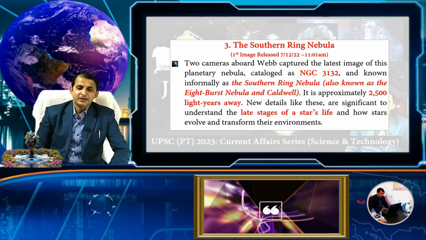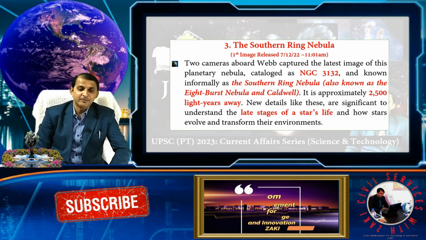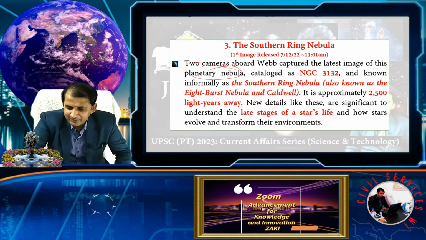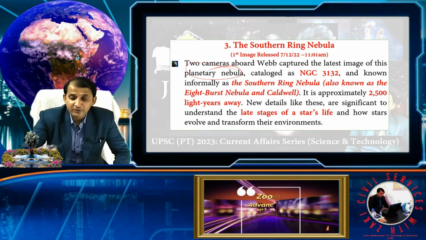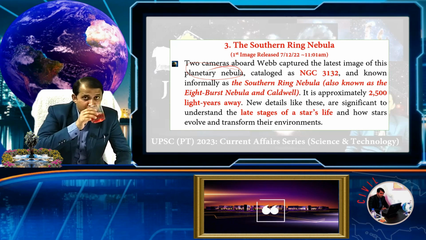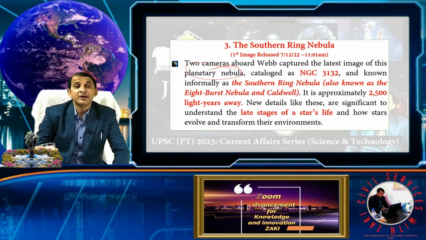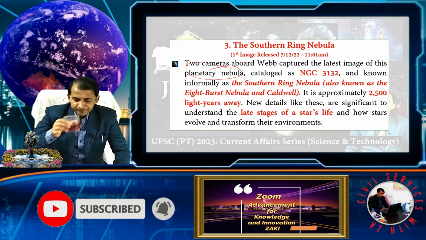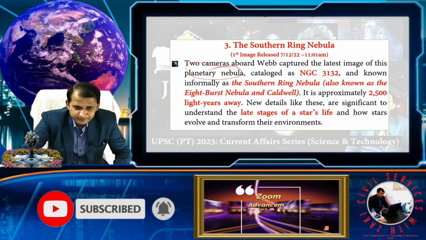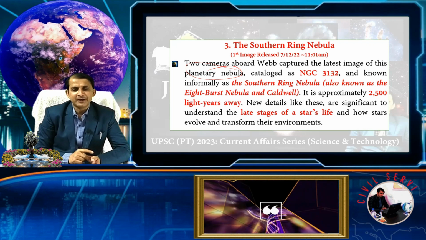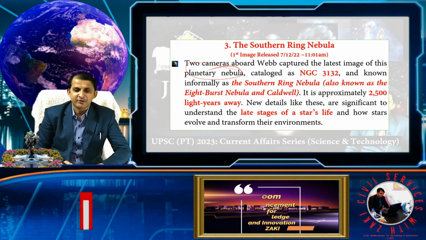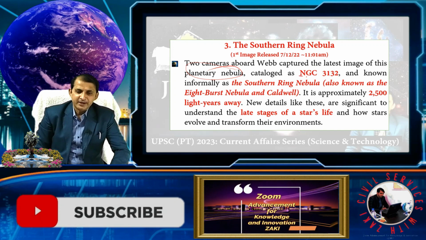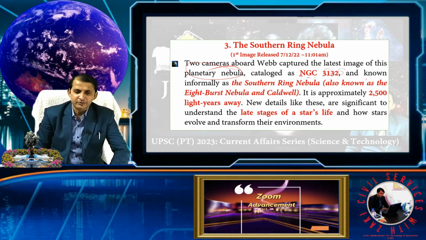So Webb captured the latest image of this planetary nebula. Why are we studying these types of planetary nebulae? Because we want to know more about how our Earth and solar system originated in the past. Officially, the Southern Ring Nebula is catalogued as NGC 3132.